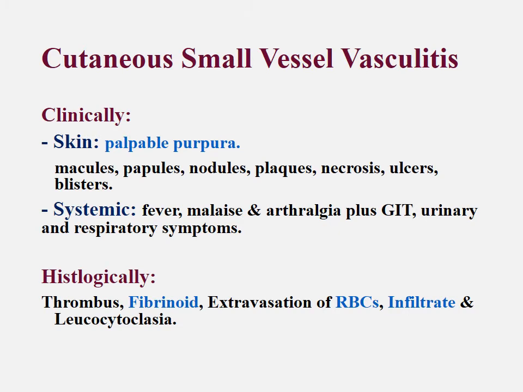Systemically, basically, it's a low-grade fever with malaise, arthralgia, plus gastrointestinal tract, urinary and respiratory symptoms depending on the extent of the vasculitis to the internal organs. When vasculitis affects the venules, it affects the venules that are superficial and exposed to external factors. Venules that are superficial and exposed to external factors are not just in the skin.